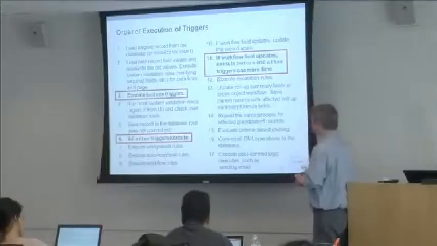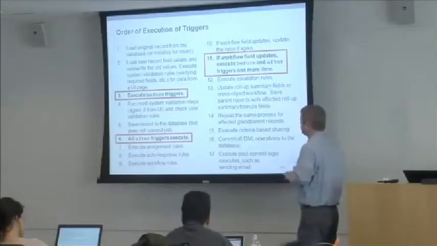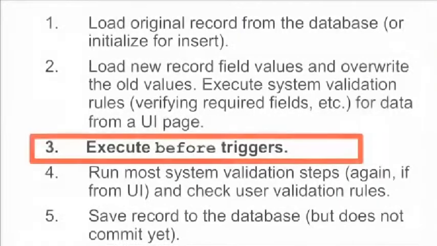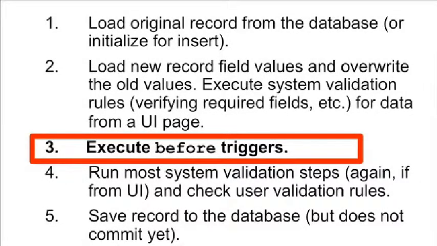So it is a representation of what the record is going to be once it is written to the database. Okay, a full copy of what it will look like. We execute some system validation rules, so things like required fields. We're going to do data type checking, that kind of stuff. Then we're going to execute our before triggers.